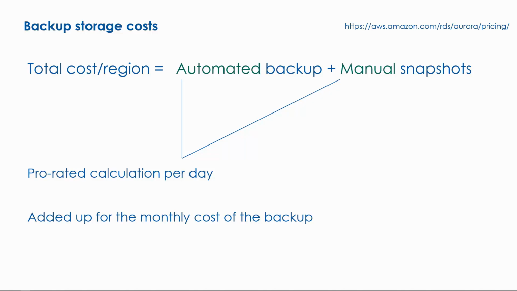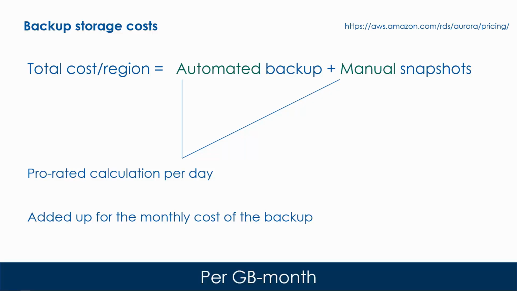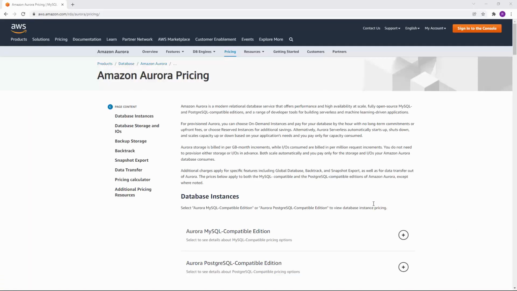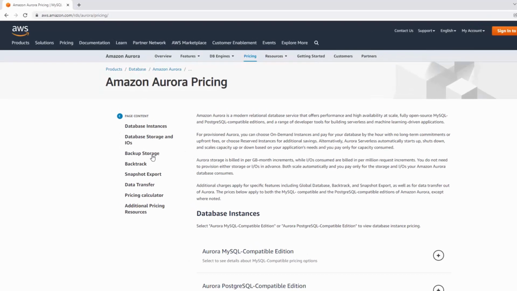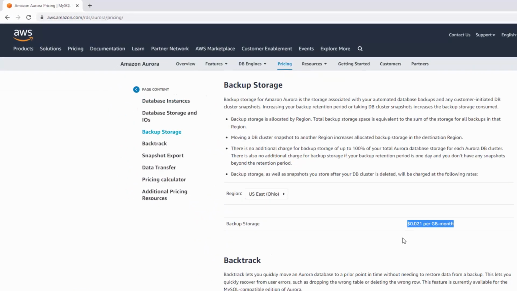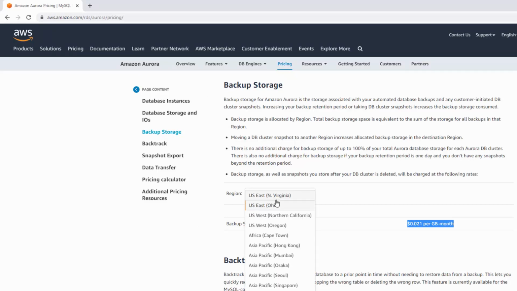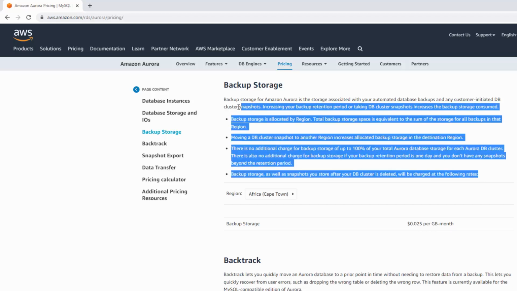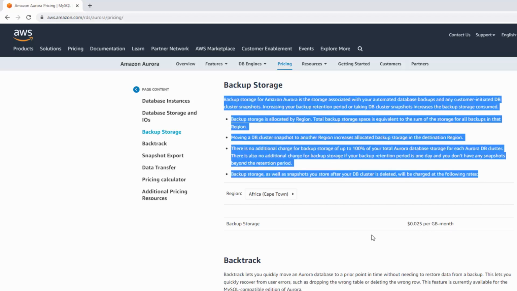The unit for backup cost is GB month, and the cost of backup storage is different in different regions. The pricing details for Aurora are available at this link. You will find the option for checking the backup storage cost, and here is the cost of the backup storage in Ohio region. Let's check what it would cost in some other region. So let's pick, let's say, Africa, Cape Town, and in the Africa, Cape Town region, this is the cost of backup storage. I suggest that you read through the details of backup storage calculation here.